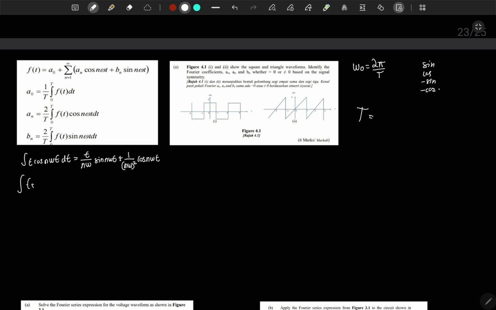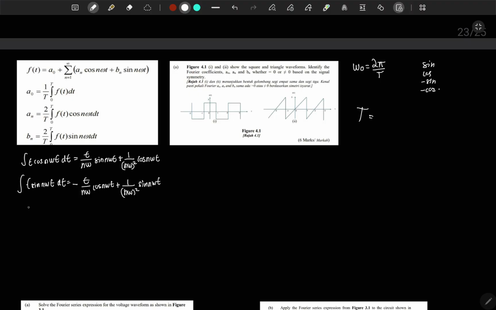So this is your integration by parts, sorry, not partial fraction. Then you have t sine nw0t dt. So if you integrate sine, you'll get negative cos. So negative t over nw0 cos nw0t, plus 1 by nw0 squared, it's just the same. In this case we use the sine back. Okay, this is something you need to know.